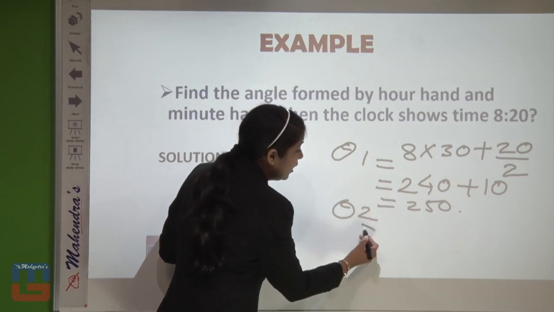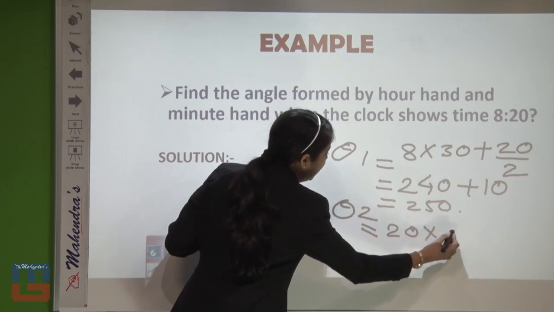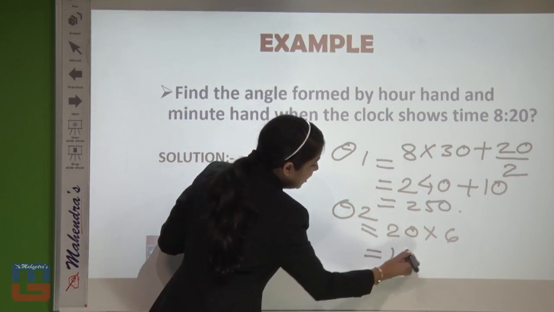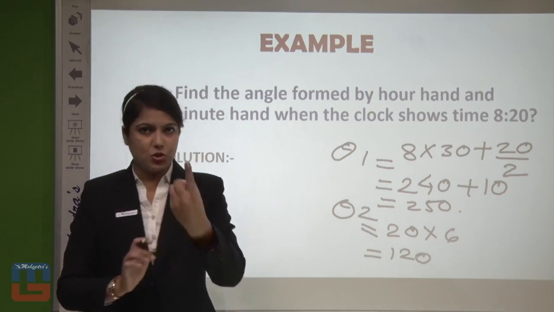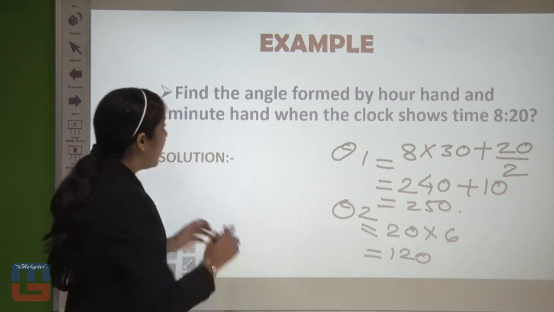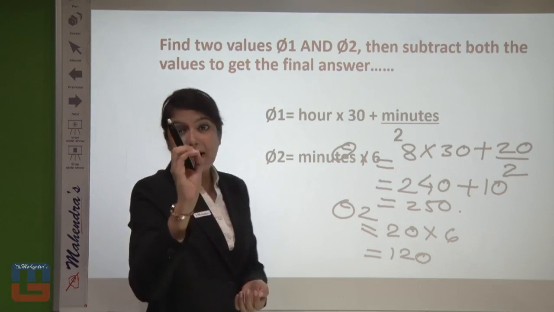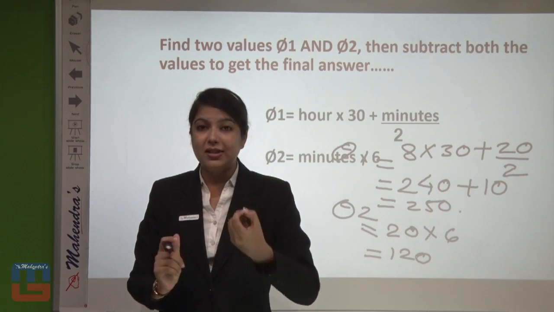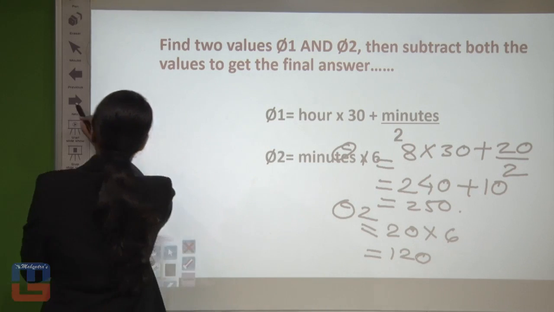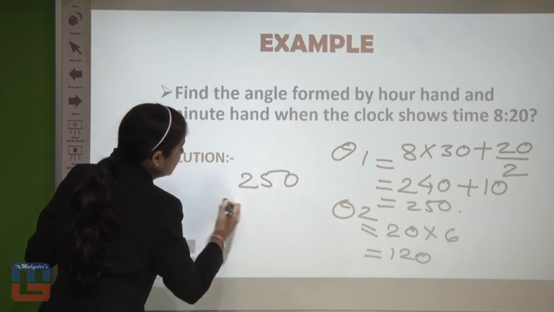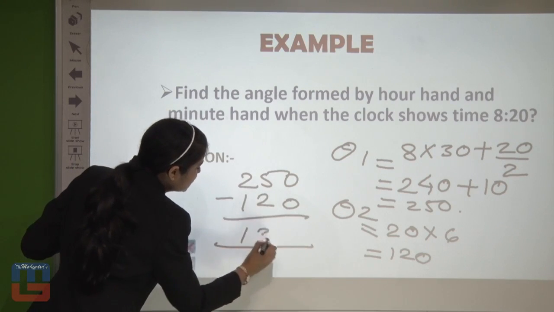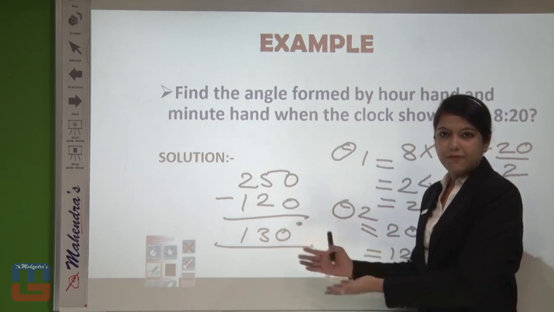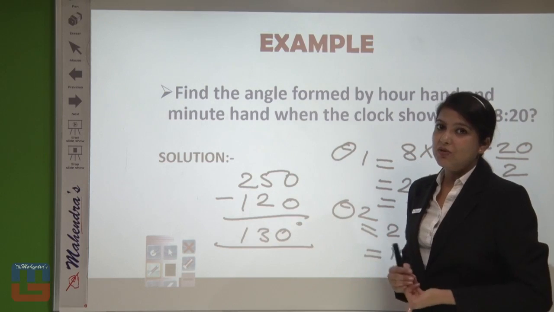Now talking about theta 2. In theta 2, we just have to multiply the minute value by 6. That means 20 minutes multiplied by 6. The answer would be 120. Now see, we got two answers, 250 and 120, theta 1 and theta 2. The formula demands that after finding theta 1 and theta 2, we subtract both values. That means 250 minus 120, giving us the answer of 130 degrees. And 8:20's angle would definitely be 130 degrees.